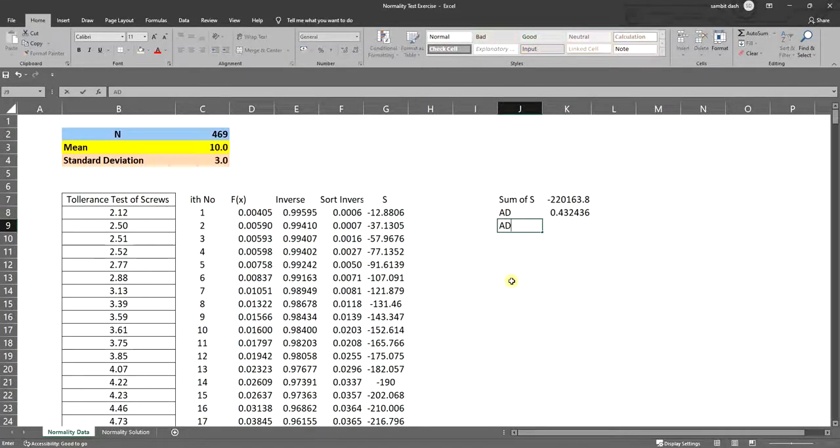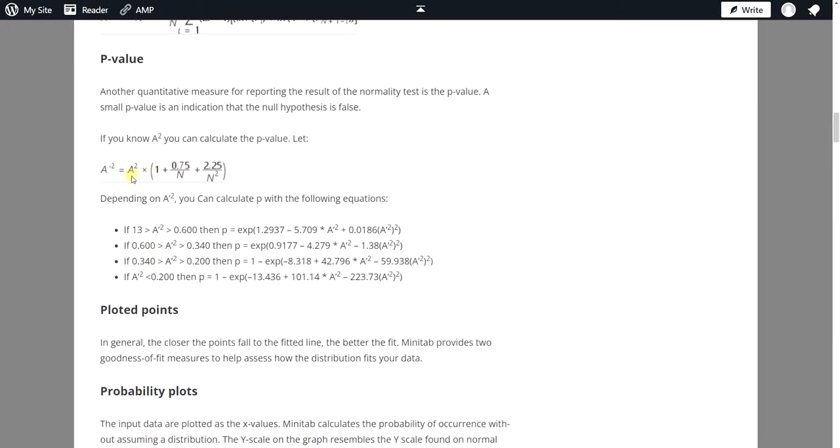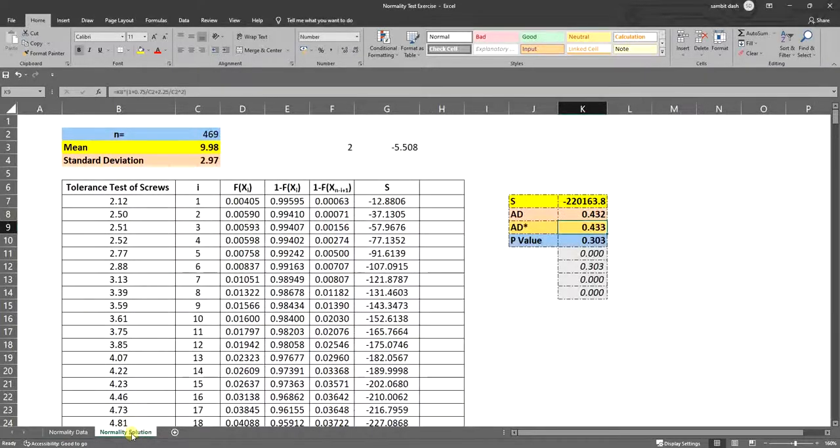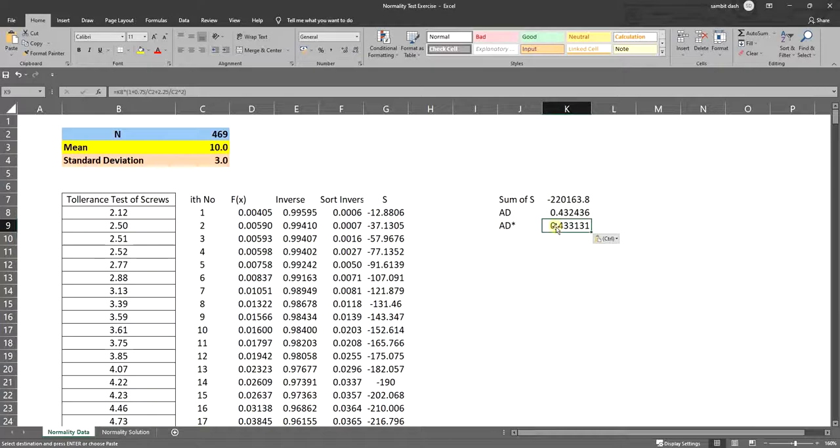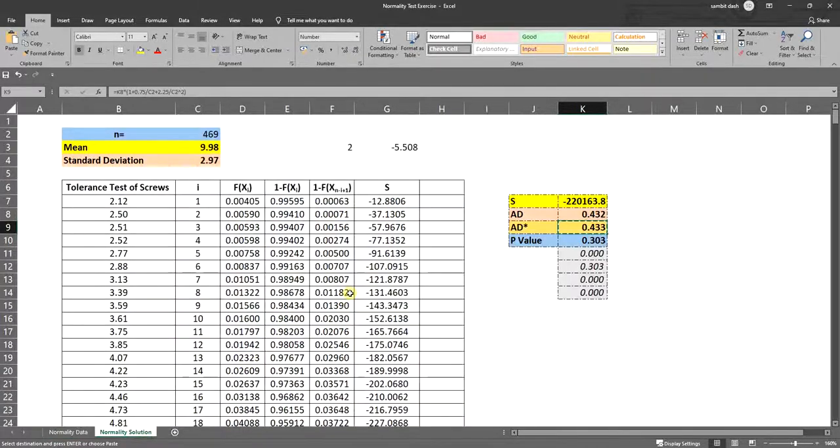Now to calculate AD dash or AD star, whatever you want to call it, we have to follow this formula, right? A square into 1 plus 0.75 by n plus 2.25 by n square. And for simplicity, I am just going to copy this formula from here, which is already mentioned, and put it here. So we have 0.433131, which is the AD dash.